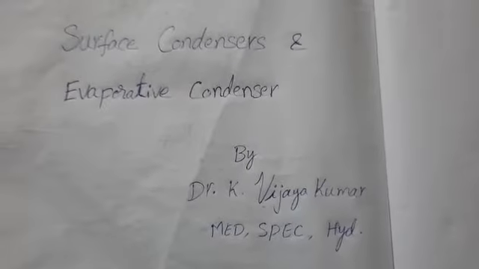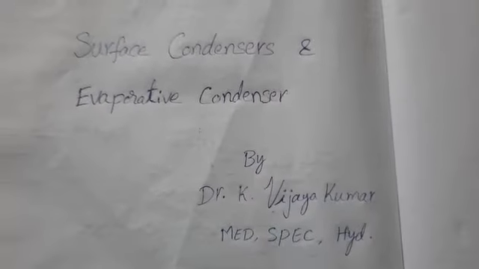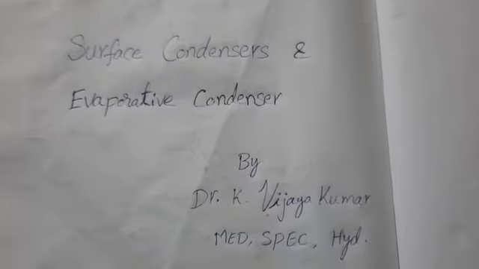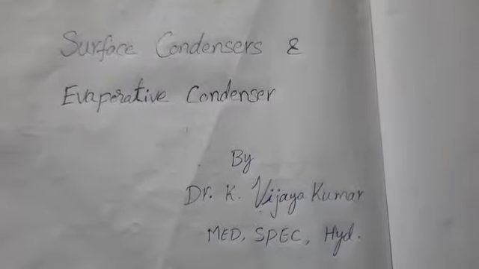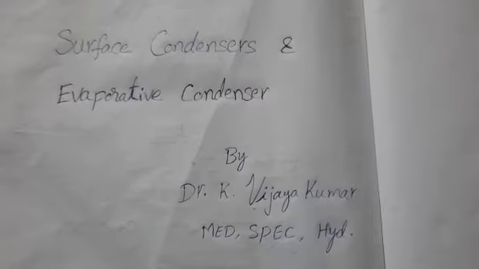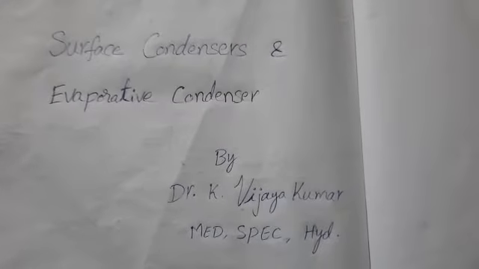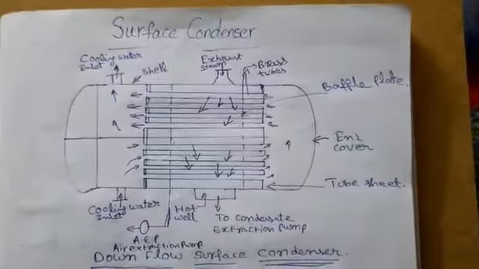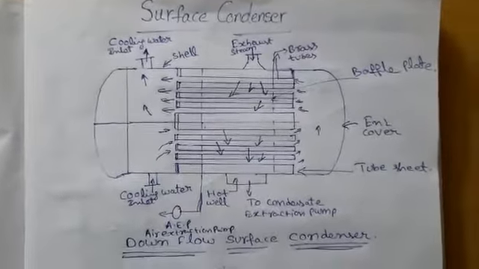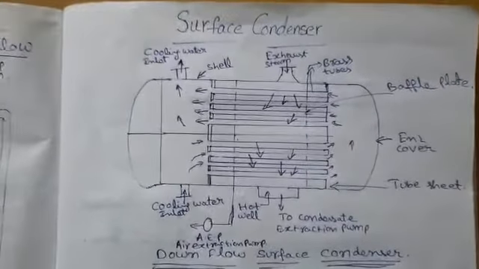Today we will discuss the surface condensers and evaporative condensers. In the previous lecture we discussed the jet condensers. The main difference is that in jet condensers the exhaust steam and water are in direct contact, whereas in surface condensers there is no direct contact. The main types of surface condensers are the downflow surface condenser, the central flow surface condenser, and the regenerative type.